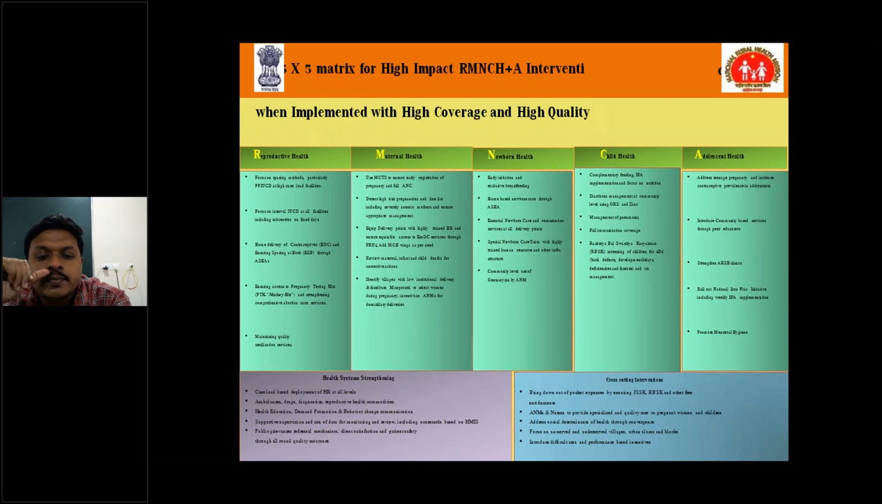Make a note. Then essential newborn care and resuscitation services in all delivery points. Then special newborn care units where NICUs will be established. Then the community level approach will be taken care of by the ANMs. Okay, so this is the newborn matrix. Then what about the child health matrix?